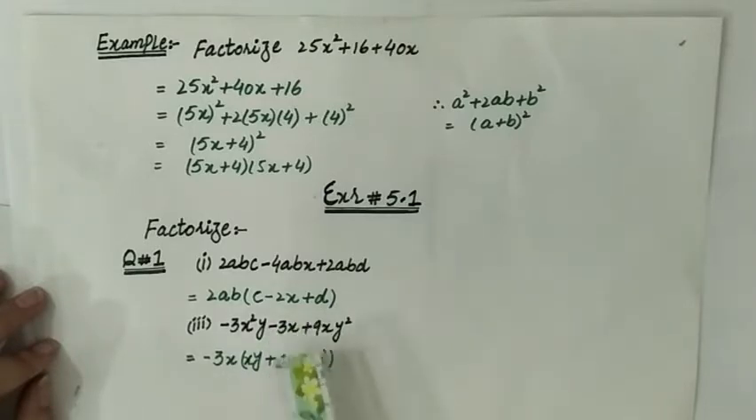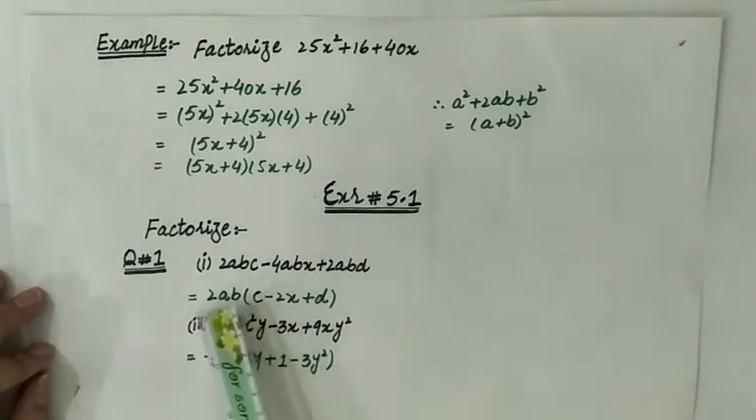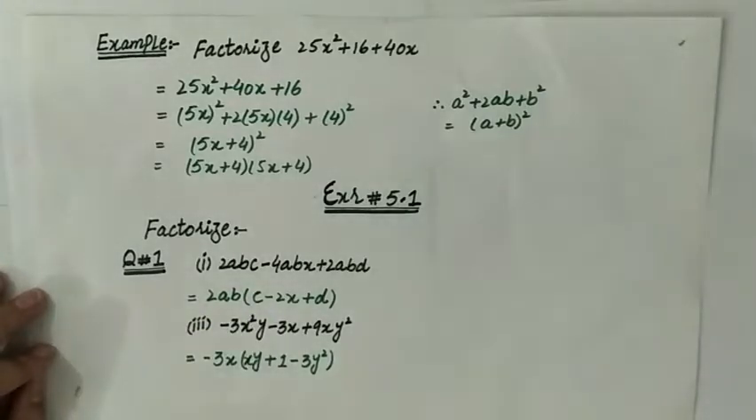Minus minus plus: 3 is common, x is common, so there is no remaining value, so we write it as 1. 3x 1s are minus 3x. Minus 3x 1s are minus 3x. 3 3s are 9, minus plus minus, x is common, so the remaining value is y square. This is the final answer of the third part of question number 1.